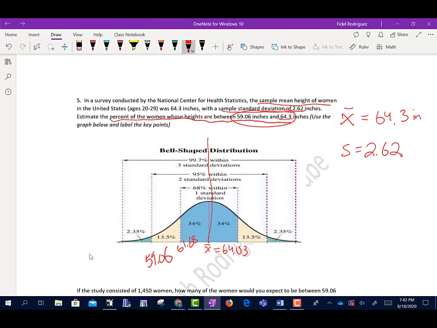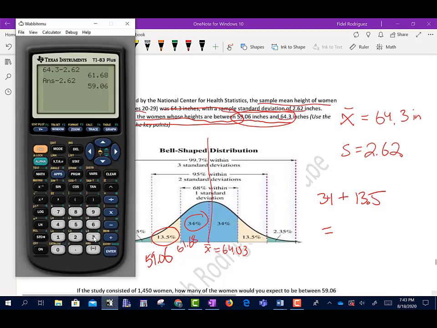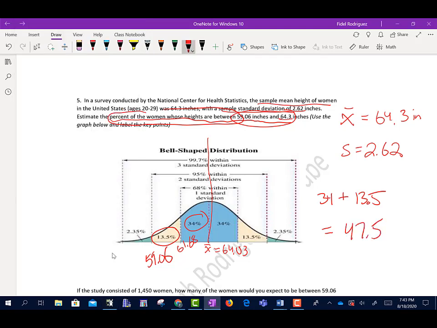Now, because I'm looking for the percent of women, I'm going to take these percents and add them together. So 34 plus 13.5. Let me grab my calculator again. 34 plus 13.5 is 47.5, so 47.5%. And that's all I'm looking for.